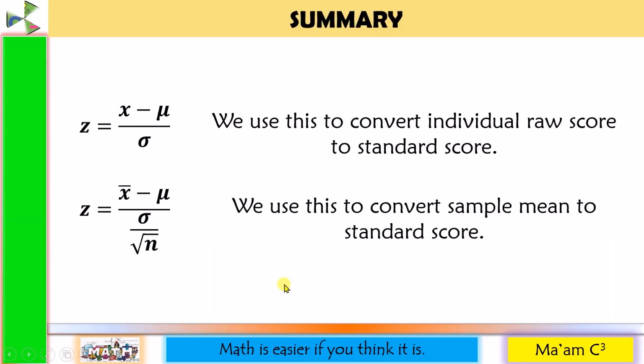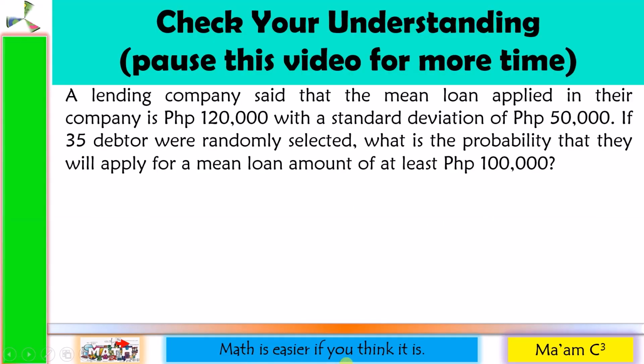For the summary, here are the two formulas that we use in this lesson. We use this formula if we are given an individual raw score and we will convert it to a standard score. If we are given a sample mean, then we make use of this formula. Now, it is time to check your understanding. Pause this video for more time.